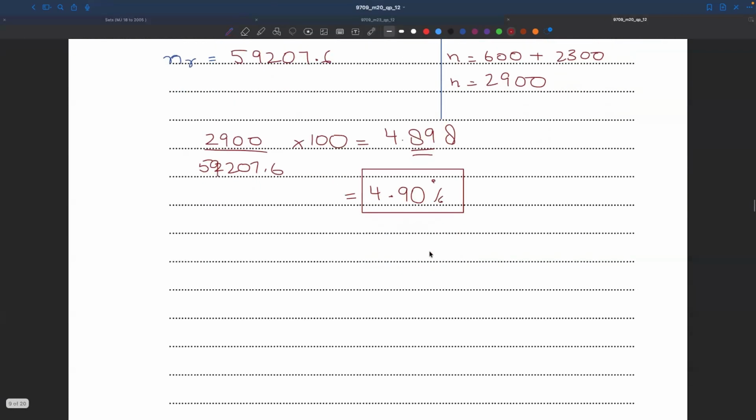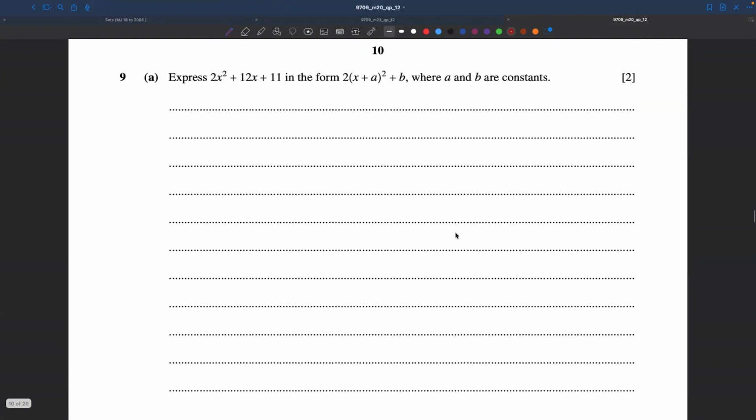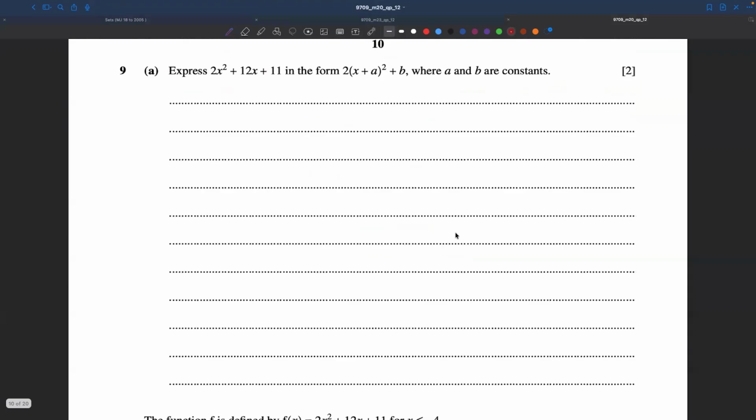I mean, yeah, 4.90 will be the correct answer for 3SF. Okay. In question number 9, it says express this in the form. Now, there are two ways you can do it. You can complete the square or you can do the comparison method. Whatever method you like, you can do it. I don't have a preference, honestly, but let's use the comparison method.